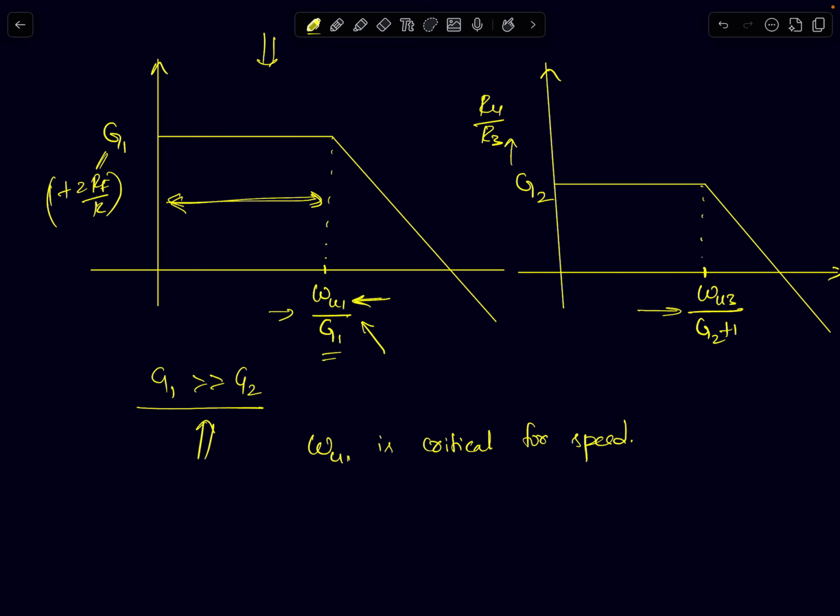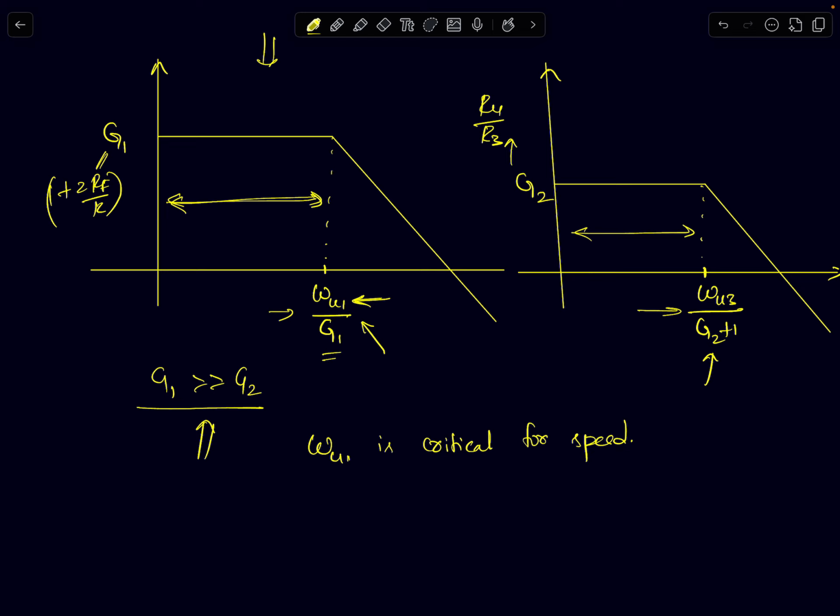So remember, I told you, whichever is the smaller of the two. If the first stage 3 dB bandwidth is smaller, then that will dictate the overall system's 3 dB bandwidth. Second stage, generally G2 is smaller. So if you design it for a high omega U for the second stage, that will not limit your speed.